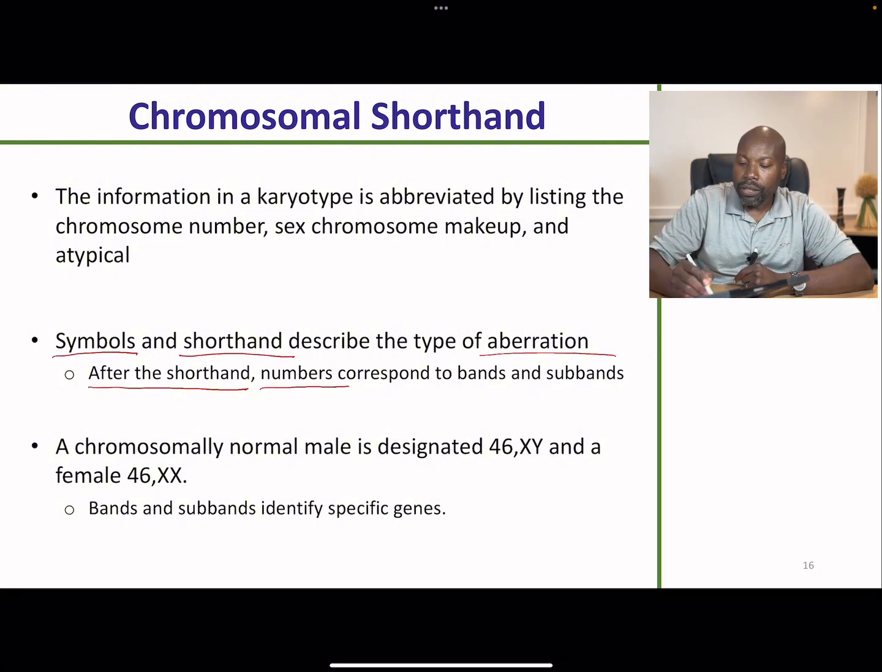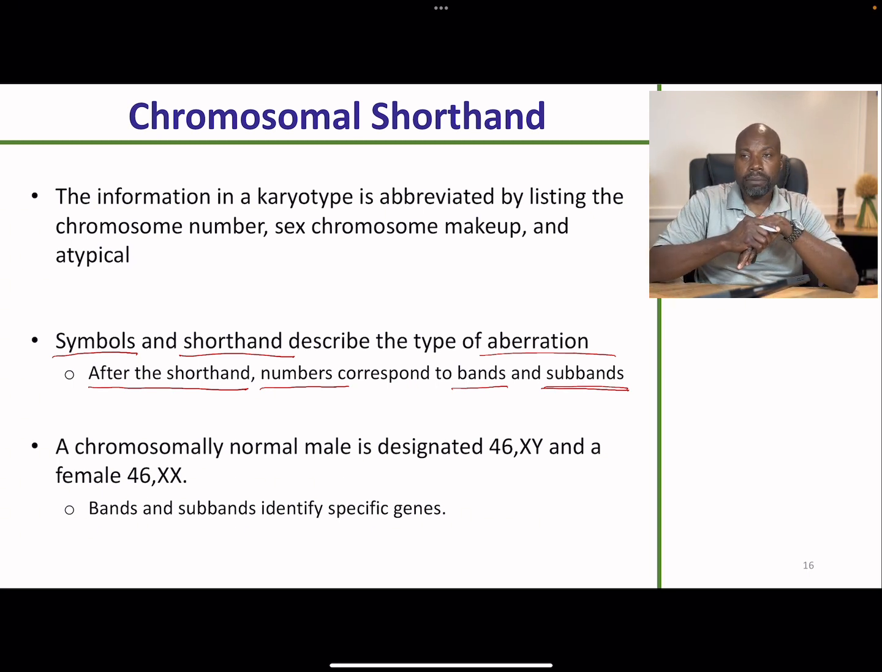And also the subband. So not only the band, but also the subband, right? We are going to address that in a minute. So when we look, for instance, at a particular individual, we run analysis of the chromosome, we are going to say that, okay, this individual has 46 chromosomes. The karyotype says it has 46 chromosomes. But wait a minute, the individual has 46 chromosomes, but is that individual male or female?